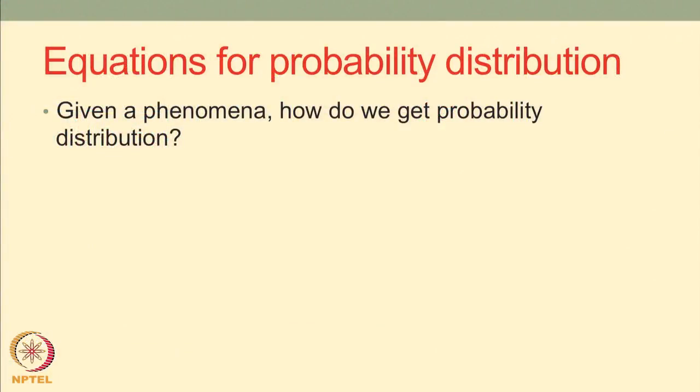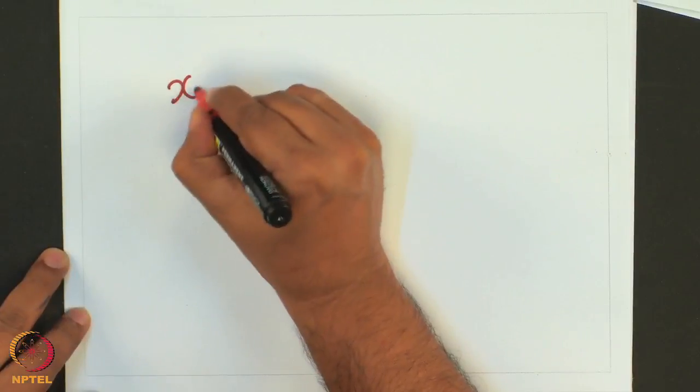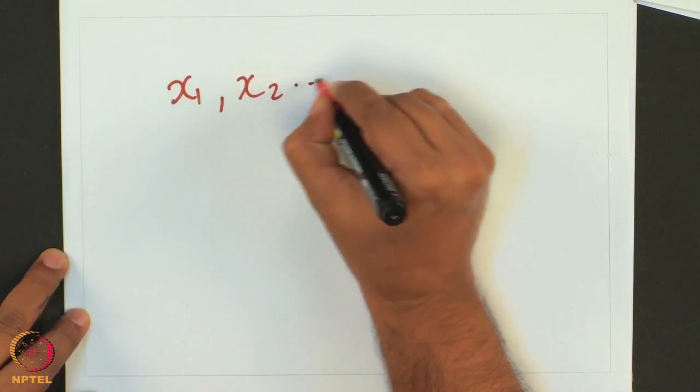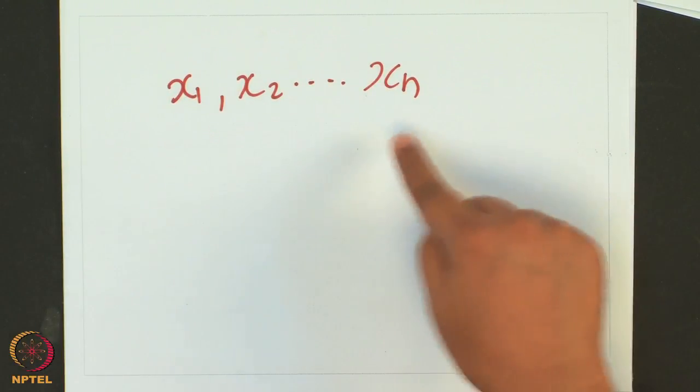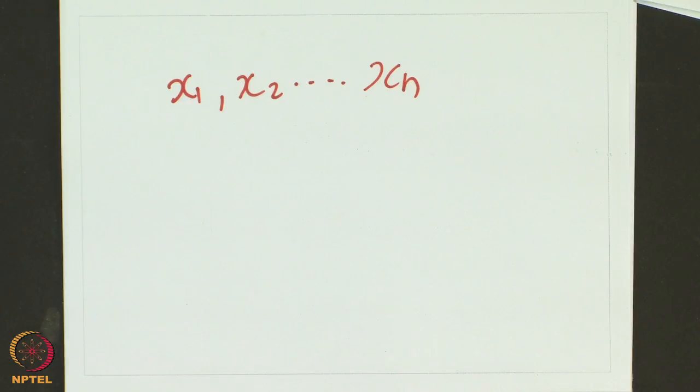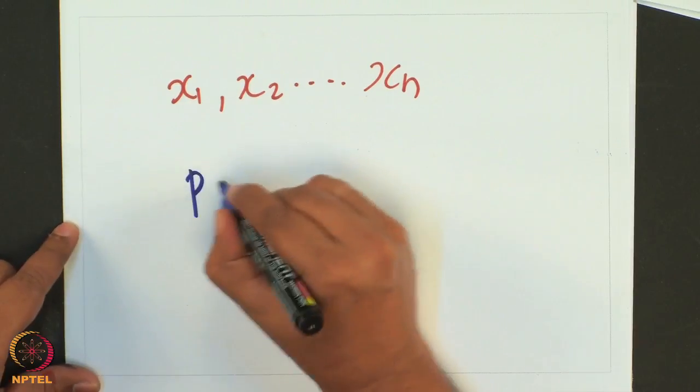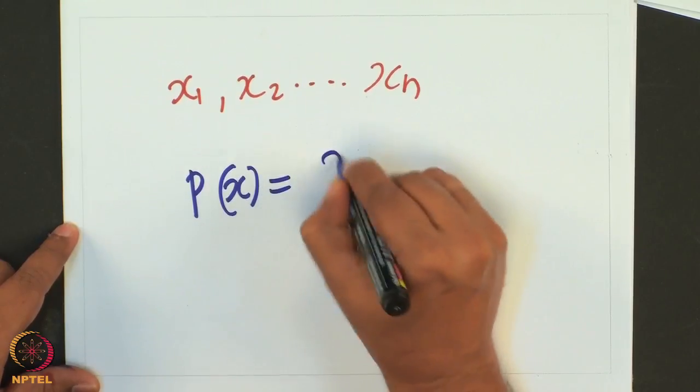Given a phenomena, how do we get the probability distribution? We do various experiments, and in all these experiments we measure some quantity, and we do not know the probability distribution of that quantity. We are measuring some quantity x1, and many times we measure xn. So some quantity x is what we measure, and we repeat it many times, n times. We don't know what p of x is a priori.